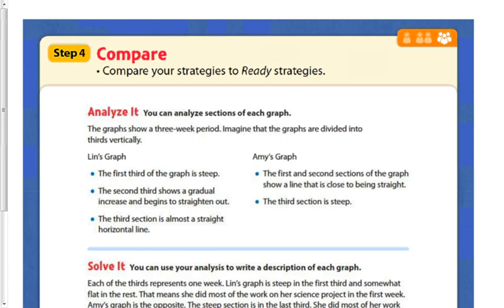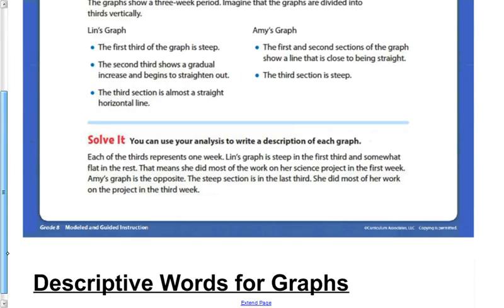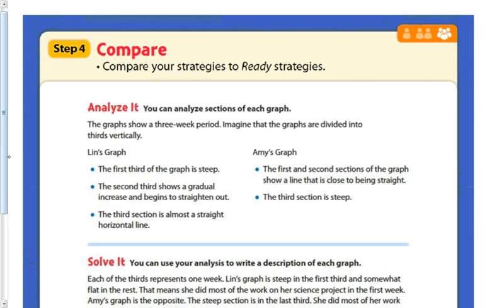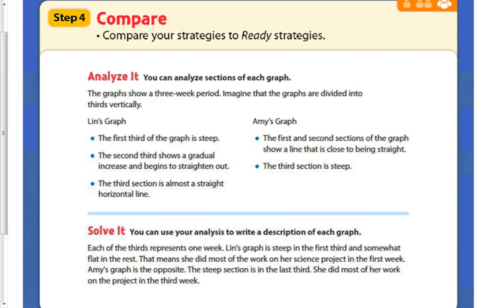So what you could do, and what I would suggest, is again breaking the graph into chunks. It doesn't have to be 3; it could be 4. It said it was a 3-week period, so breaking it into 3 weeks would work great. And if you look at Lynn's graph, like we said, the first third is very steep. So that's a word we're talking about here, steepness. It's very steep, which means the rate of change is high.